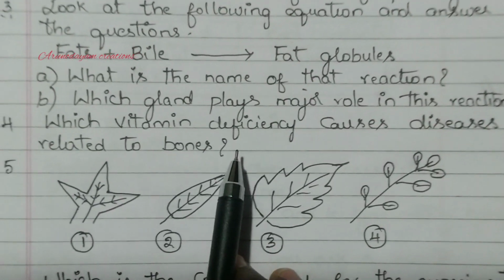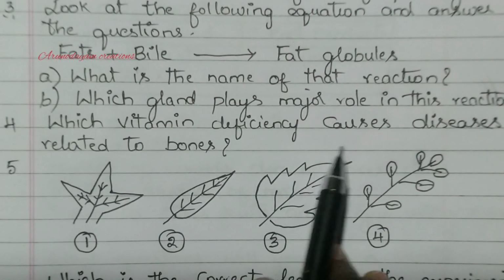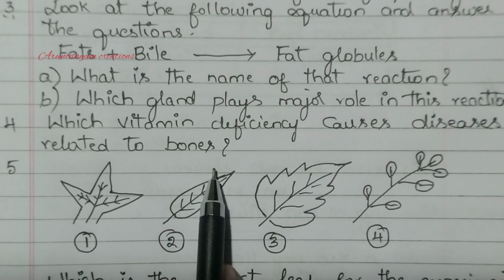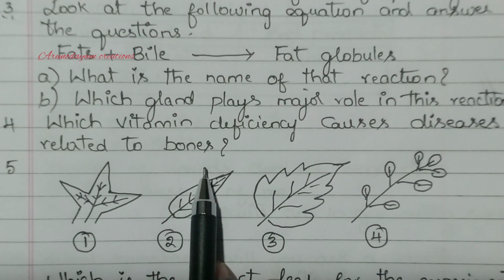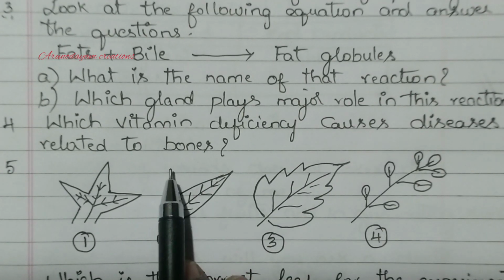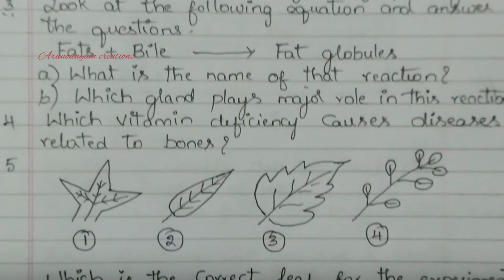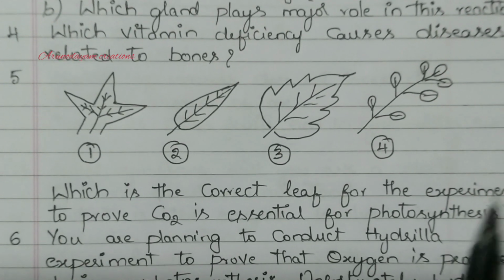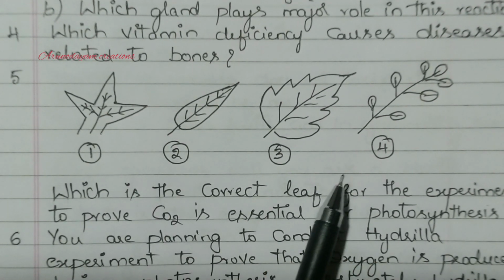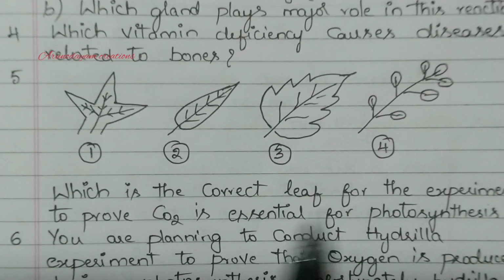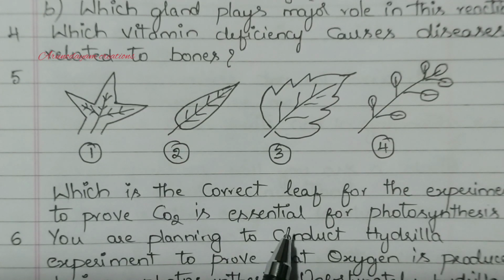Next, fourth question. Which vitamin deficiency causes diseases related to bones? Vitamin D, calciferol. Calciferol deficiency leads to the diseases which are related to bones. Next, fifth question. So here 4 types of leaves were given. What is the correct leaf for the carbon dioxide experiment for photosynthesis?